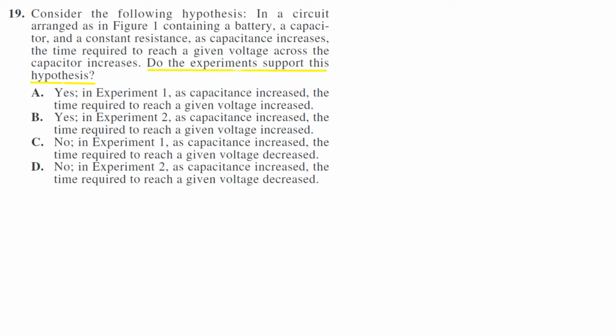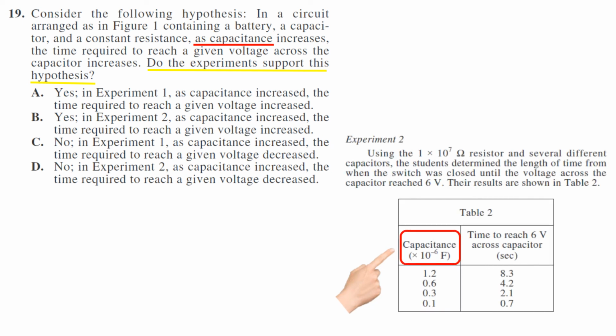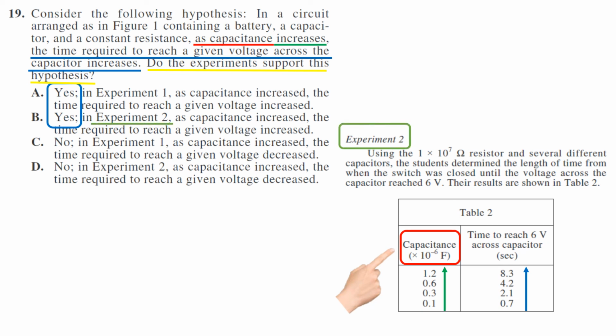Question 19, your first read through: do the experiments support this hypothesis? Let's break it down. Consider the following hypothesis. In a circuit arranged as in figure 1, with a capacitor and a constant resistance, as capacitance increases, the time required to reach the given voltage also increases. So as capacitance goes up, does the time also go up? The answer is yes. We see the direct relationship there. And then choices A and B: is this experiment 1 or experiment 2? It's experiment 2. So your answer has to be B.